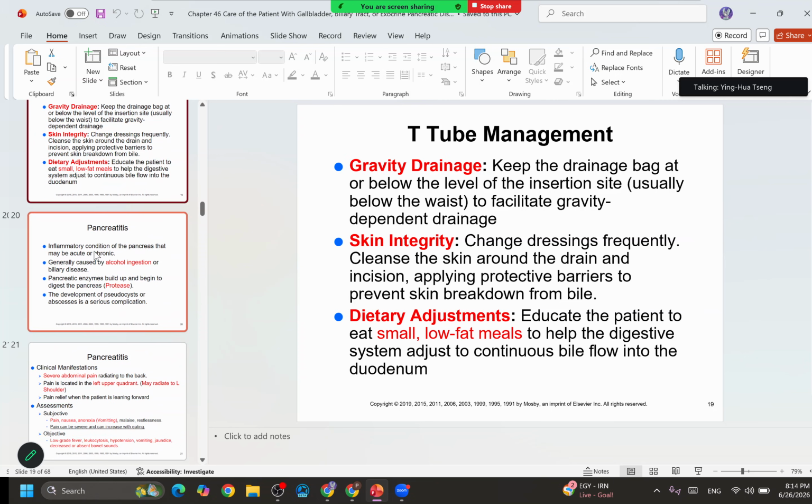All right, any questions for the gallbladder here? We're moving to the next one.